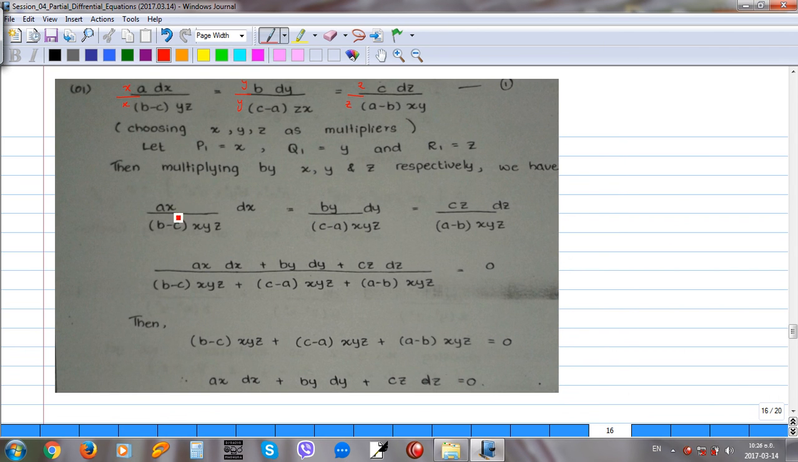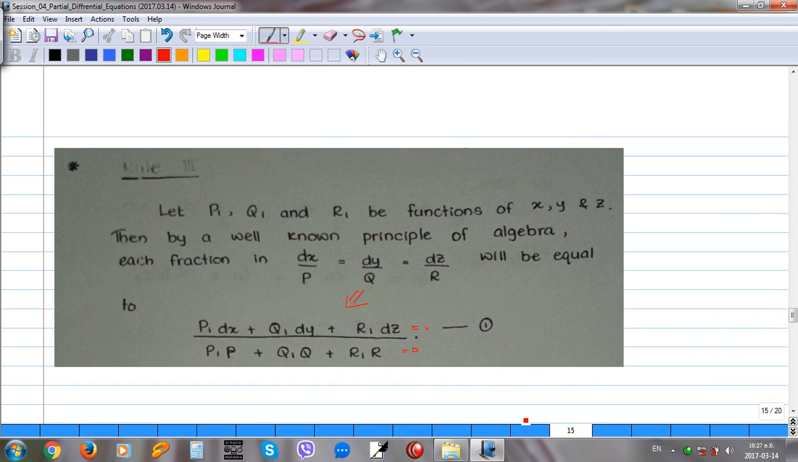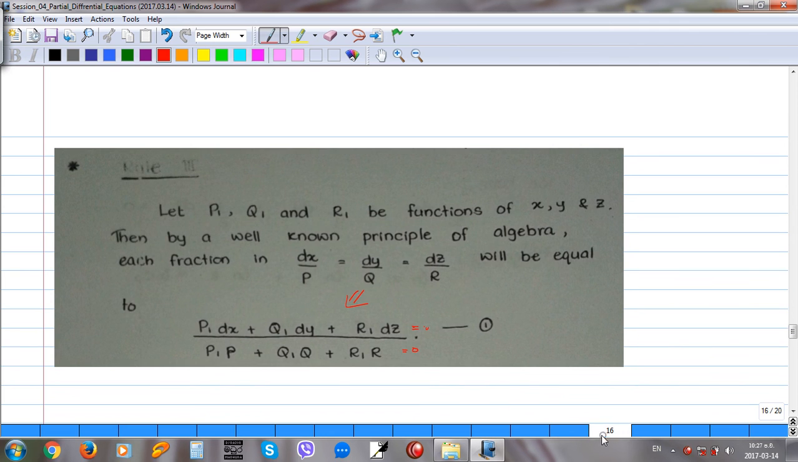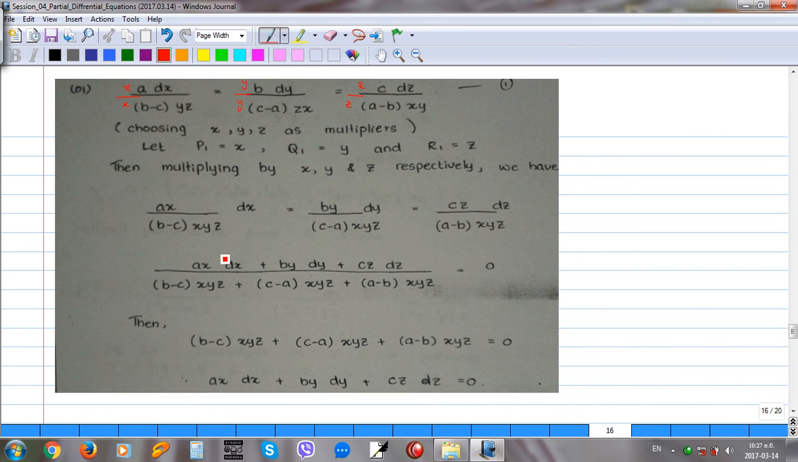Here you can write P1 over P. Likewise, this form you can write as P1 times dx. Now what is P1? P1 is x. So P1 times dx plus the others, so you can reduce these equations to that form. Then you equate the denominator, b minus c part, to 0, and the numerator, as I told you earlier, also to 0. That is the rule.